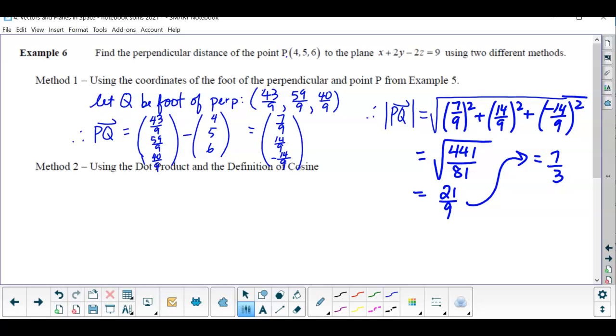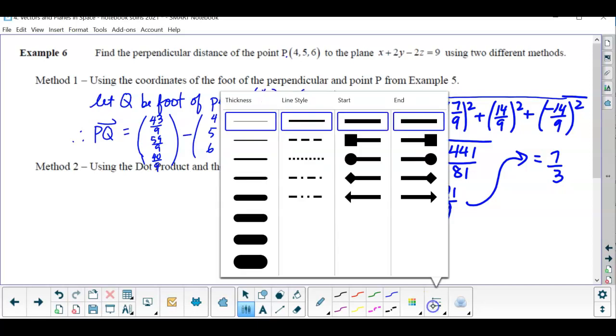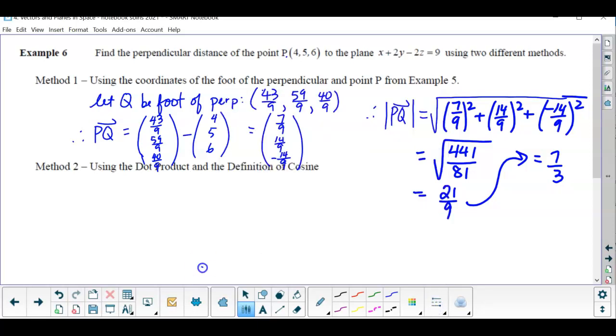Okay, so then another method, using the dot product and the definition of cosine. So I'm going to draw my diagram again here. So we know a normal, right? We have this point here, we have this point here. So now we're calling this P and Q. And we want to know that distance.